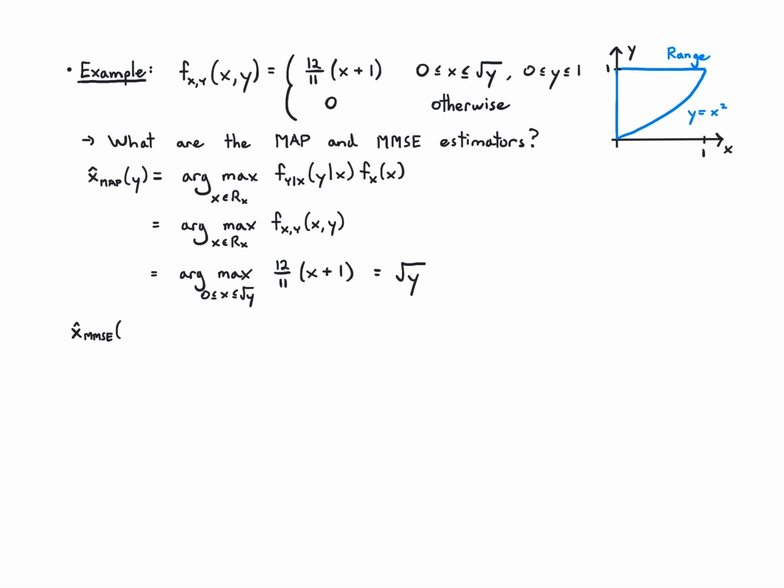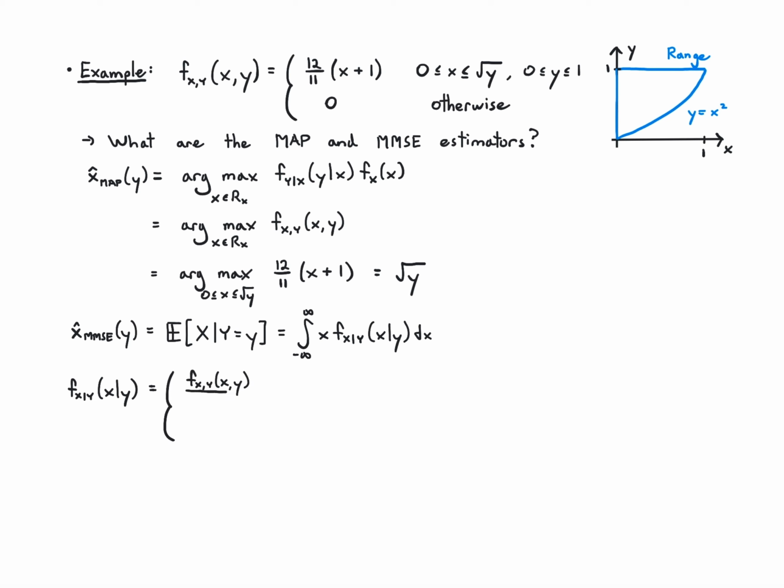The MMSE estimator is going to be the conditional expectation. That's easy to write down abstractly, but sometimes we have to work to do the integrals. Here's the abstract integral: integrate x times the conditional PDF given y. In this case, I need to figure out the conditional PDF given y. So I take the joint PDF and divide it by the marginal PDF of y, which I don't have, so I'm going to have to work that out too.